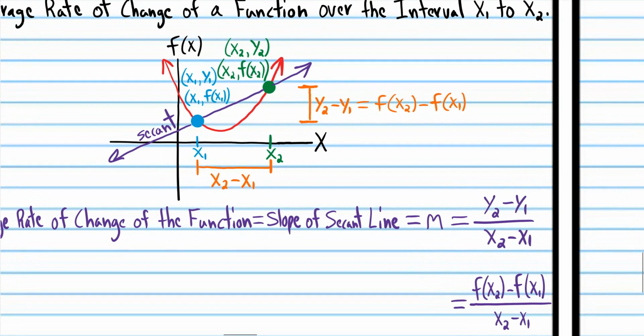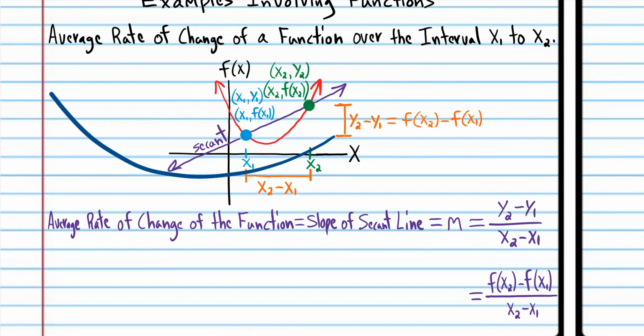Remember, in my geometry course we learned that if a line touches the graph once, it's a tangent line. If it touches twice, it's a secant line. So the slope of the line going through those 2 points on the graph is defined as the average rate of change of the function over that particular interval.